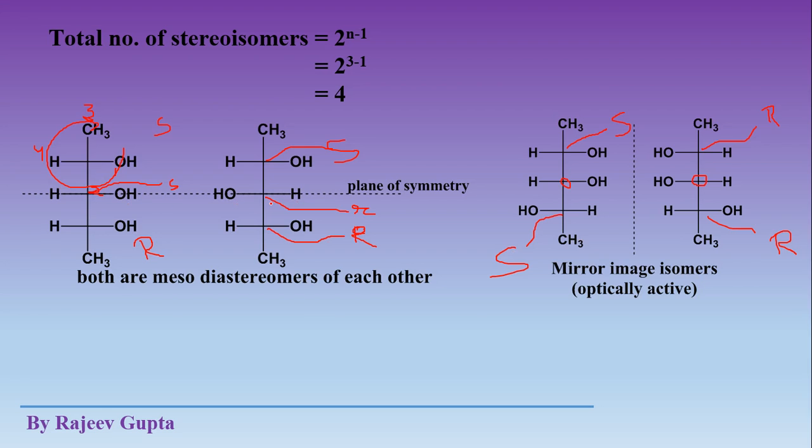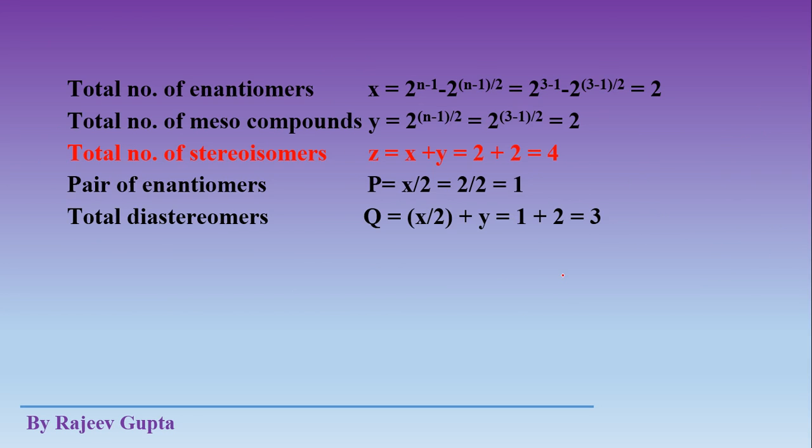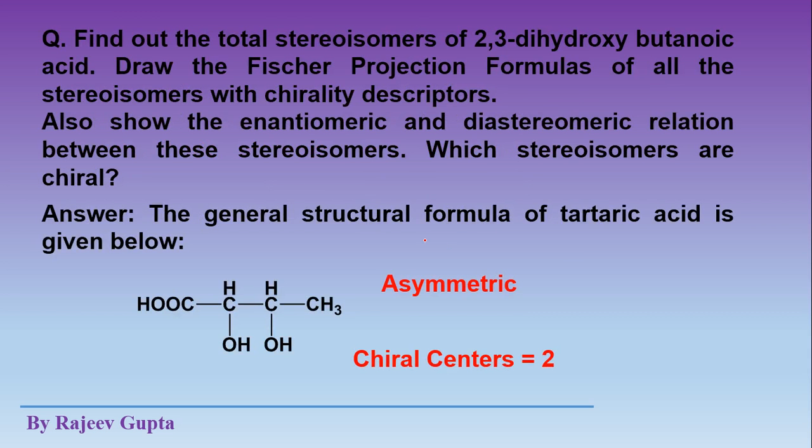This means these two are diastereomers of each other because they are not mirror images. Also we can consider these enantiomers in correlation with these structures. These two are also not mirror images of these enantiomers. So there are a total of 3 diastereomers. In the diastereomeric relation, 2 enantiomers are considered as 1. So 1, 2 and 3, a total of 3 diastereomers are present in this molecule.